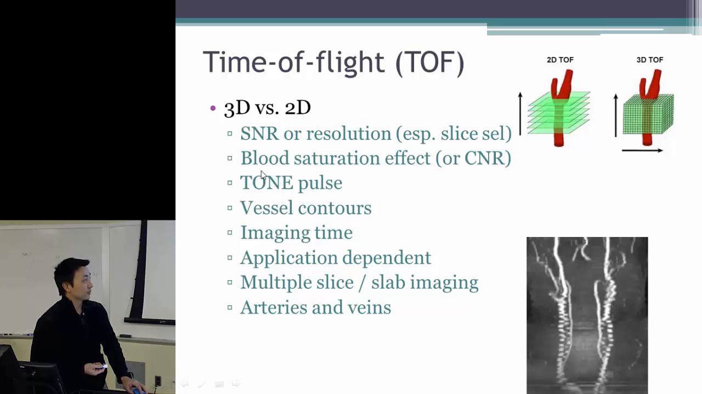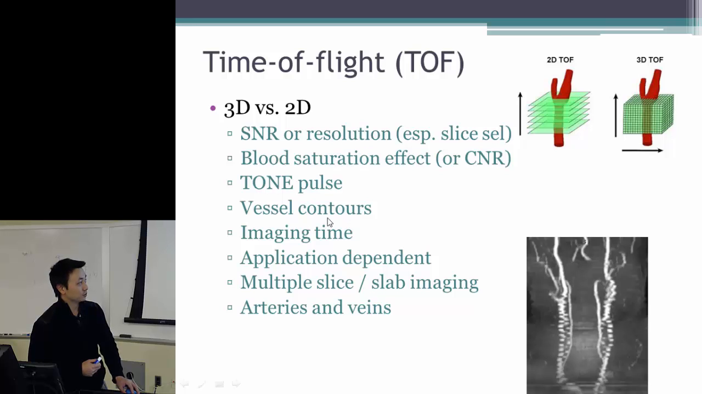And also the second thing we need to consider is the blood saturation effect, or the contrast to noise ratio between the blood and the tissues. So as we saw before, the 3D has the problem of saturation of blood further into the slab. While in 2D, most of the time for those main vessels, it will have no problem revealing a very strong TOF effect.